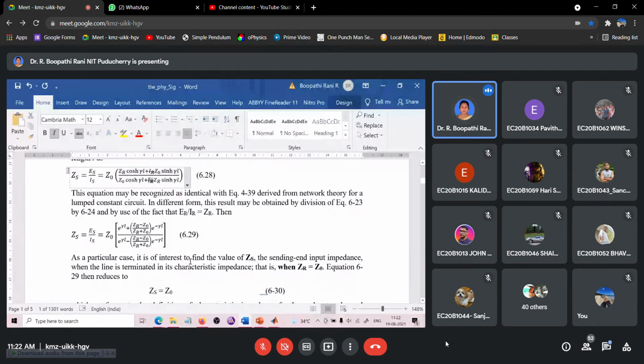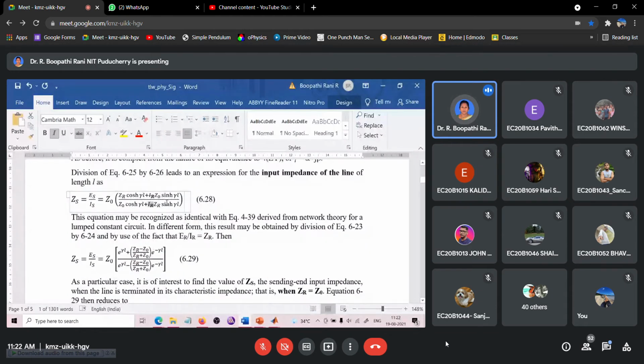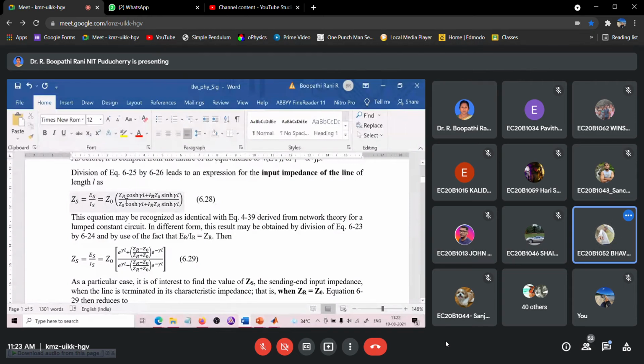Next, another thing we have seen yesterday is that if ZR is equal to Z naught, then how the input impedance of the line will be? ZR is the receiving end impedance. If we terminate it with the value of characteristic impedance Z naught, then the relation will be simplified to Z is equal to Z naught. This also we need to remember.